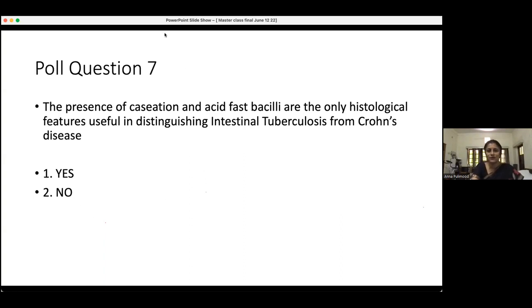Okay, so 2/3 of you have said that only caseation and acid-fast bacilli. No, 1/3 of you have said only those two are useful in distinguishing the two disorders, and 2/3 have said other features are also useful. And the answer to that is yes. We believe that other features are also useful, and I hope that over the next few minutes, I'll be able to convince you about that.